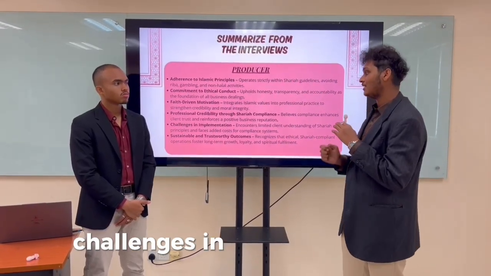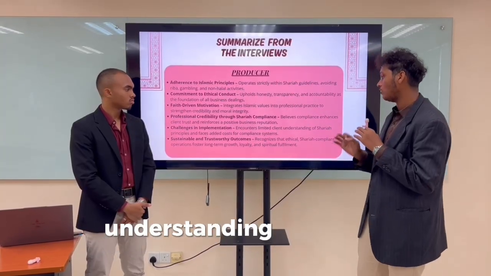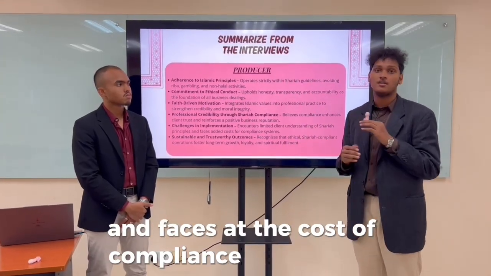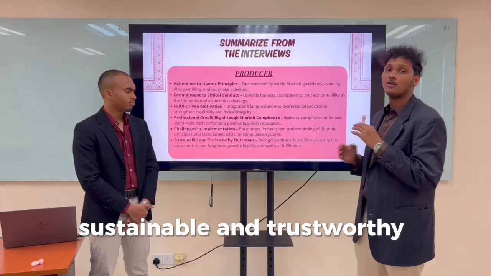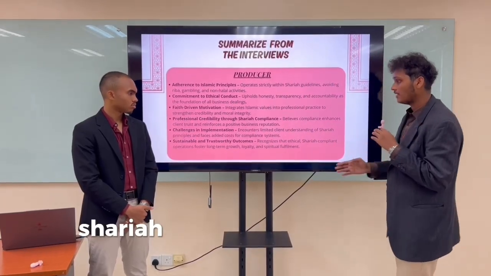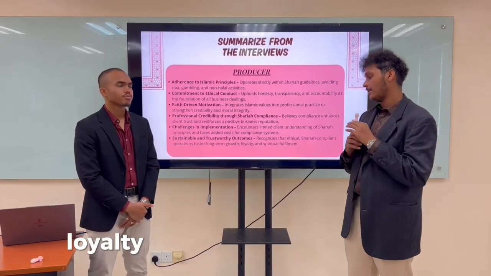For the second, challenges in implementation: encountering limited client understanding of Sharia principles and facing the added cost of compliance systems. Last, sustainable and trustworthy outcome. Recognize that ethical Sharia-compliant operation fosters long-term growth, loyalty, and spiritual fulfillment.